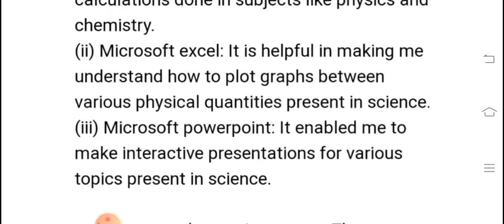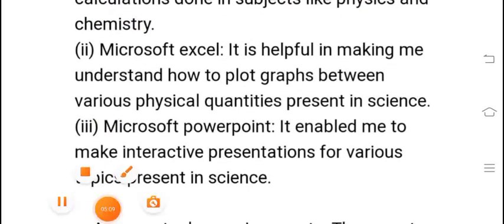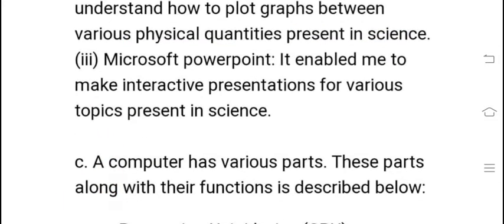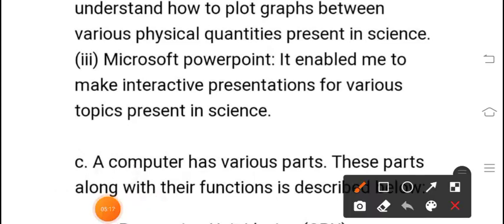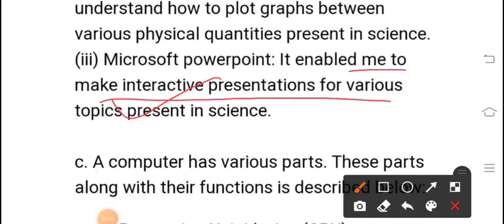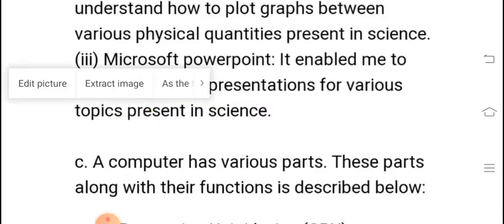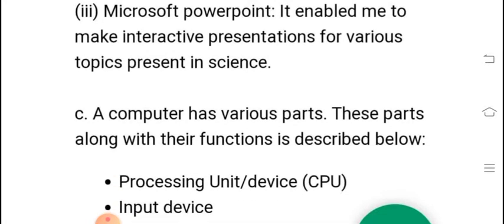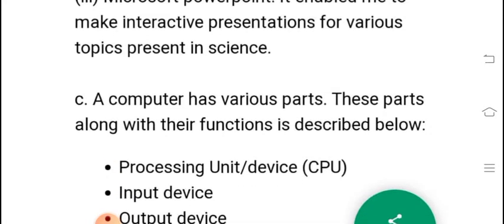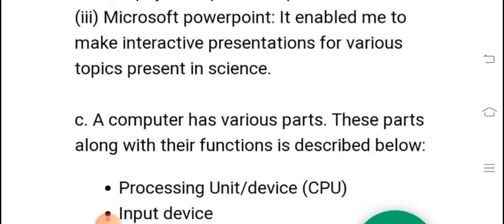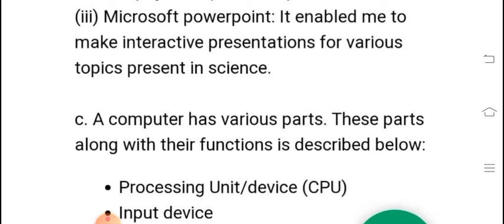Microsoft Excel is helpful in making me understand how to plot graphs between various physical quantities present in science. Next is Microsoft PowerPoint. It enabled me to make interactive presentations for various topics present in science. Obviously, if you have any idea about Excel, then definitely you will use Excel to make graphs, and if you have any idea about PowerPoint, then definitely you are going to use it to explain and make a presentation. It is very helpful in our science field also.